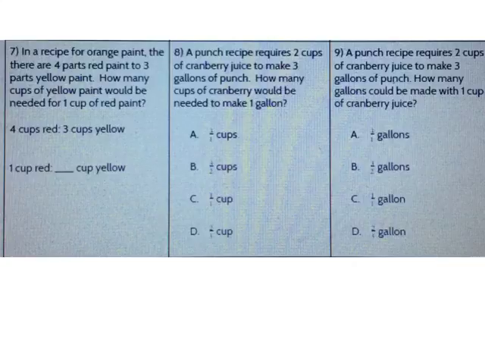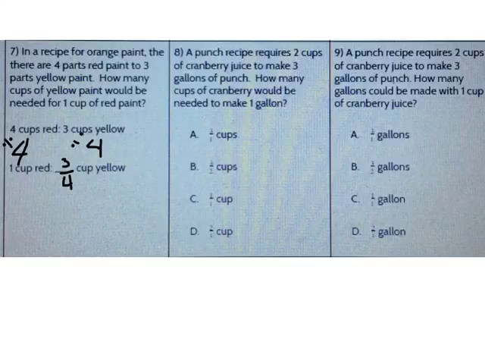What operation should we use to find the unit rate? We can divide to find the unit rate. To go from 4 cups of red to 1 cup of red, what should we divide by? We should divide by 4. If I divide by 4 on one side of the ratio, I need to divide by 4 on the other. What's 3 divided by 4 written as a fraction? It's 3/4. So for every 1 cup of red paint, there are 3/4 cups of yellow paint.